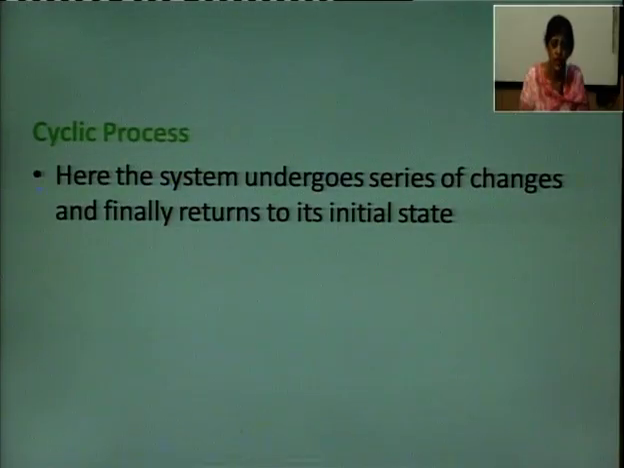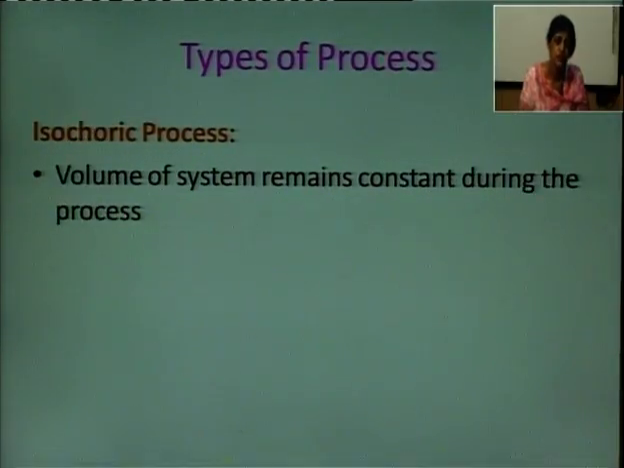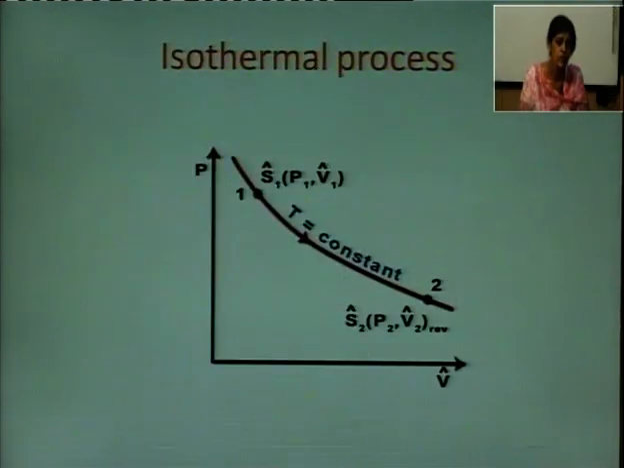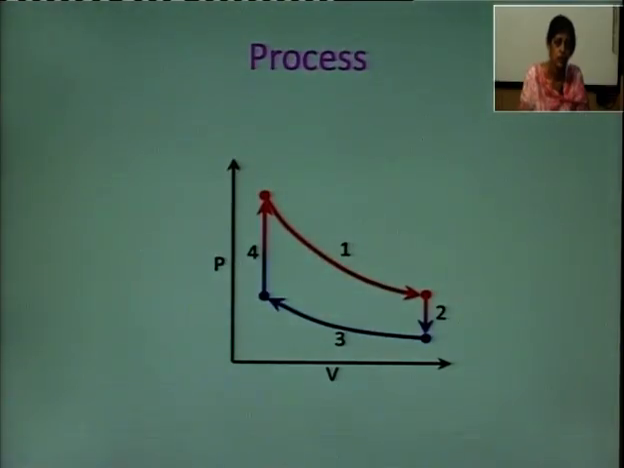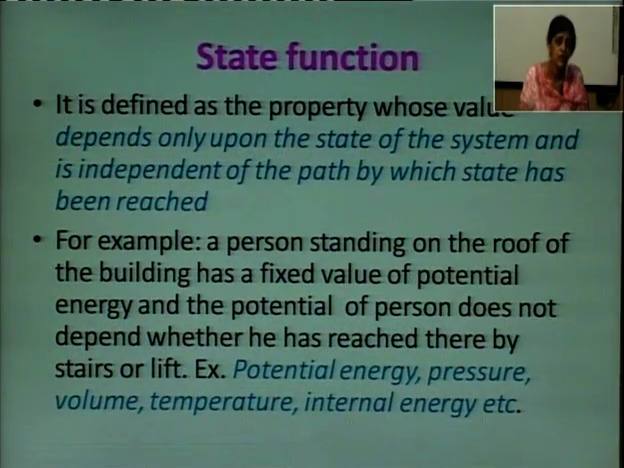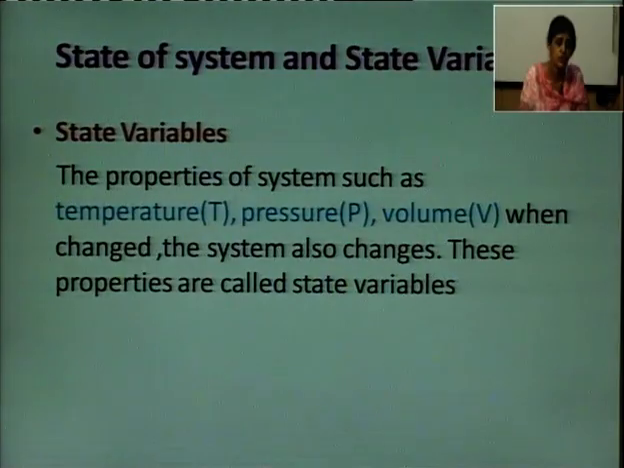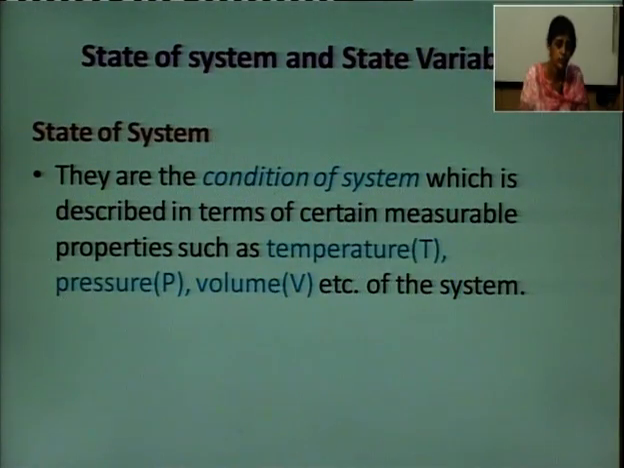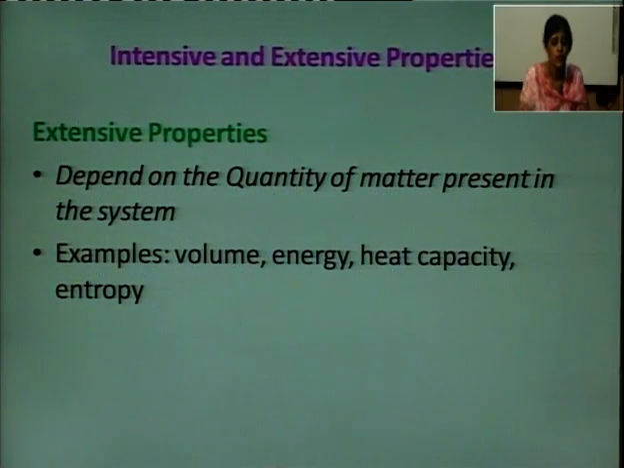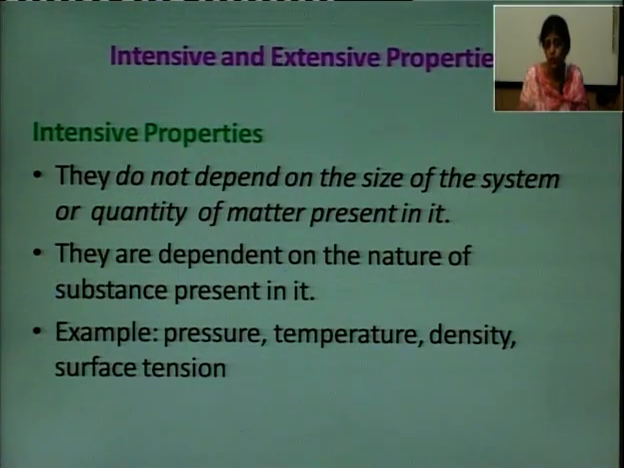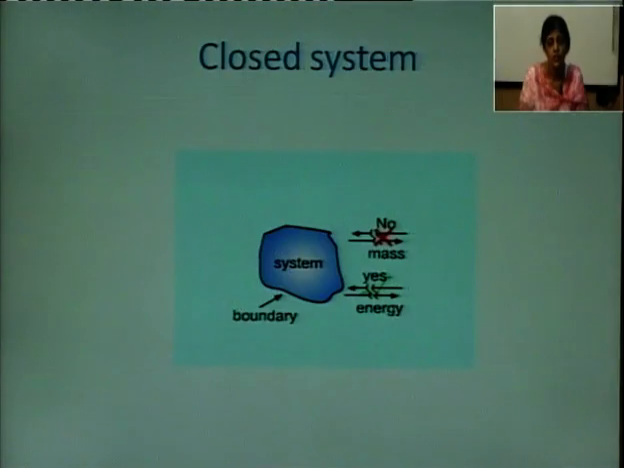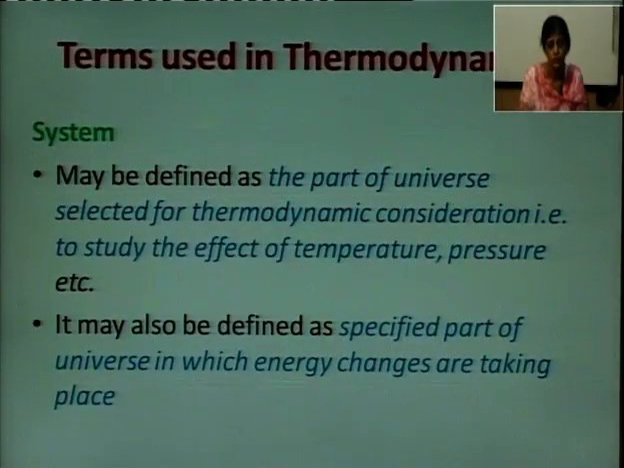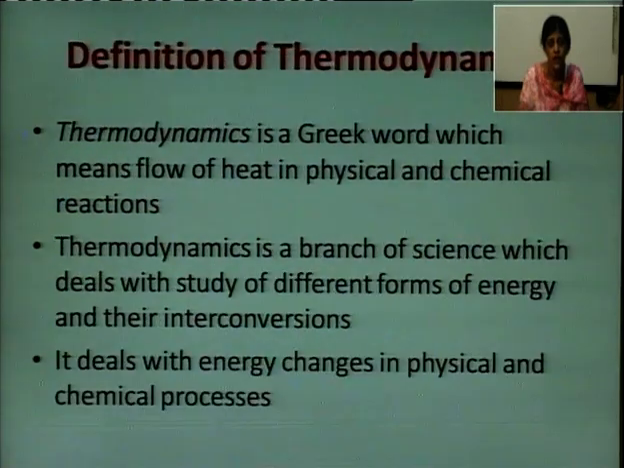Then we discussed what is a cyclic process, the various types of processes like the isothermal process, the adiabatic, the isochoric and the isobaric. Before that, we discussed what is a process. Then we discussed the various terms like state function, state variable, state of system. Before that, we discussed what are extensive properties and what are intensive properties. Then we discussed what is a homogeneous system, what is a heterogeneous system, and the various types of system. And before that, I discussed what is thermodynamics.